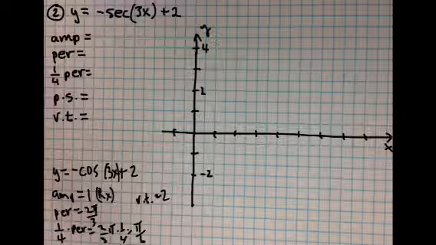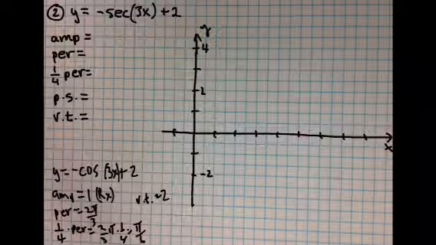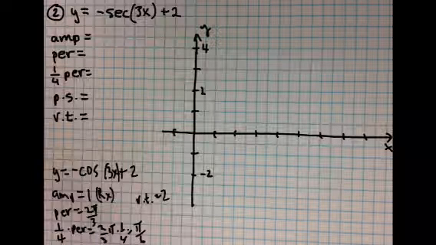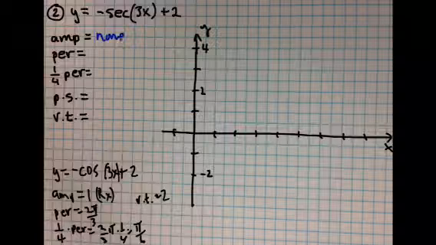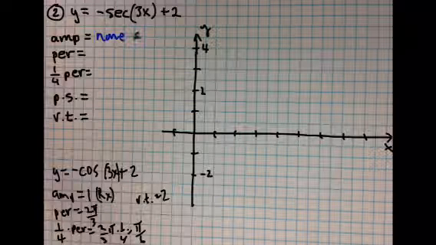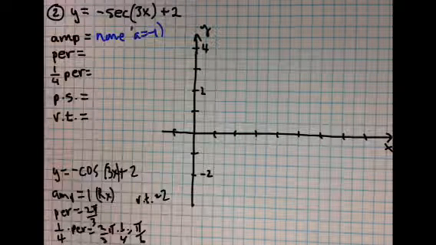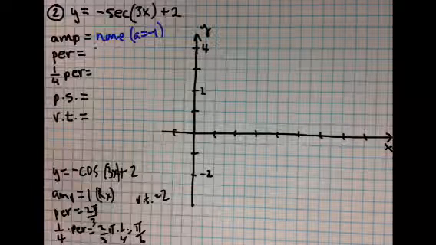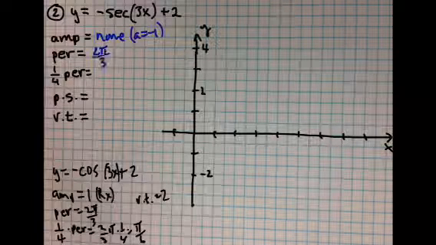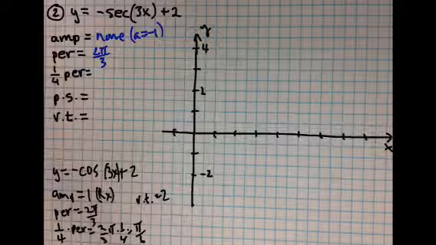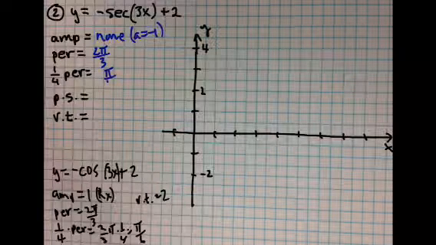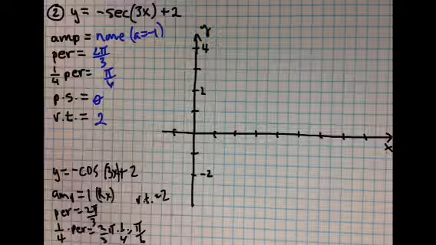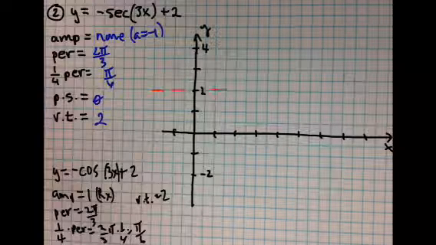Okay, so up here when we answer the questions for the parameters, the amplitude we would say none, but we do use the a as negative 1. Period is going to be 2 pi over 3. Quarter of the period is pi over 6. No phase shift, and it's going to go up 2. So I'm going to draw the midline.